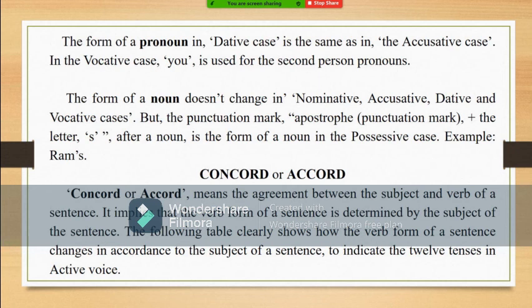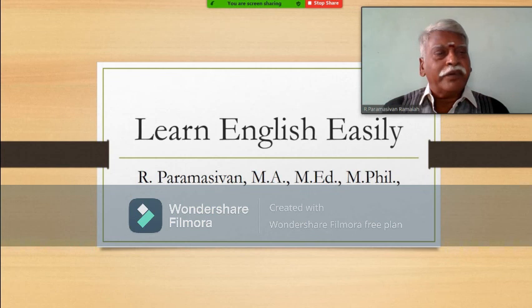And the last one is concord. According to the subject, the verb has to be changed. That means they have some close affinity. They have a match between them. There is an agreement. That is, the subject and verb should be in such form. There are some rules. That rule is called concord or accord. And in the next classes, we shall see how a verb changes to show different tenses.